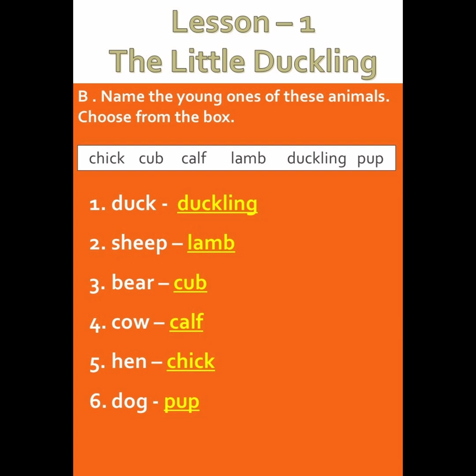Part B, name the young ones of these animals. Choose from the box. In the box, a few options have been given to you. You have to choose the young ones of these animals from the options given to you. First one is chick, cub, calf, lamb, duckling, pup. Number 1 is duck. The young one of duck is duckling.